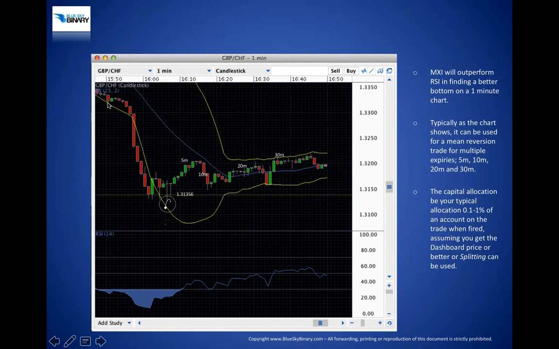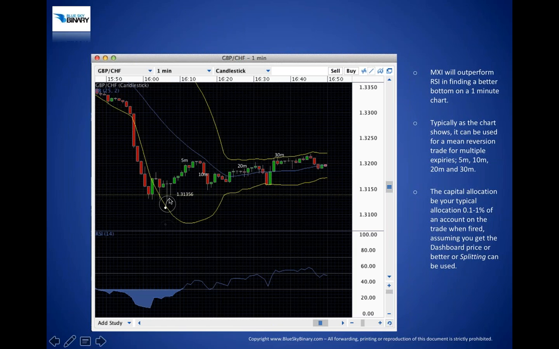So the thing to note is that while the RSI here on this chart would have fired already somewhere around here, being oversold, the MXI didn't actually fire until a few minutes later, finding the bottom. And this was live. This is from last week's binary dashboard GBP-CHF call at around 16:00 UK time or 15:00 GMT. All right, so roughly when the London market closed, you'll see that the MXI indicator fired right around here where you see the icon at a price of 1.31356.